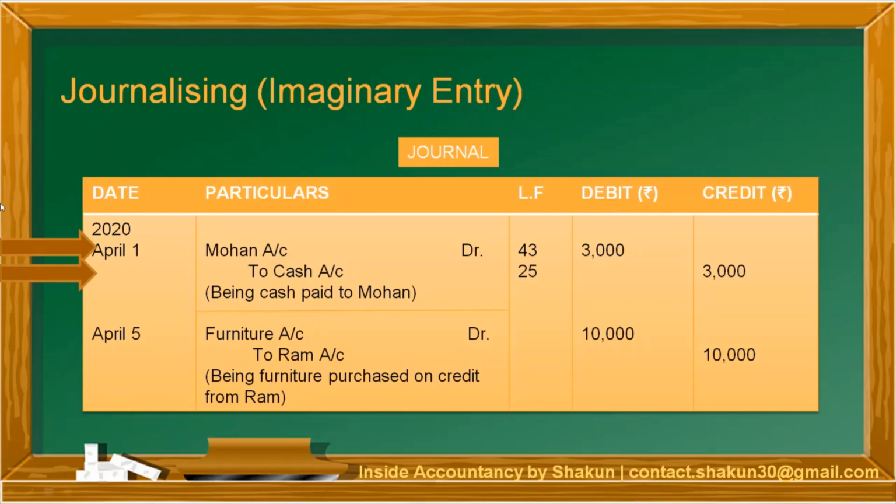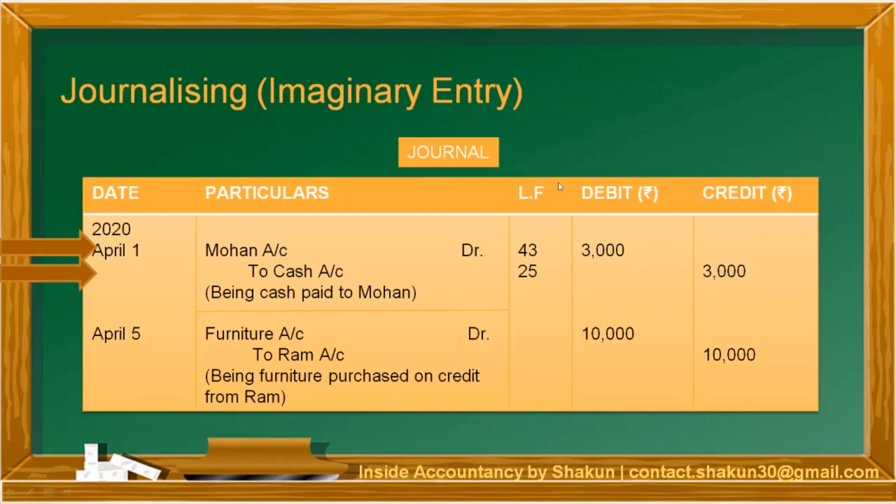We have the date column where the year is given along with the month and the date. Then in the particulars column, we write the account to be debited and the account to be credited. Next to the account to be debited, we always write Dr. But in case of the account to be credited, we write a prefix, To, to indicate that this particular account is credited. Now the account to be debited, the amount is written in the debit column, and for the account to be credited, the amount is written in the credit column.